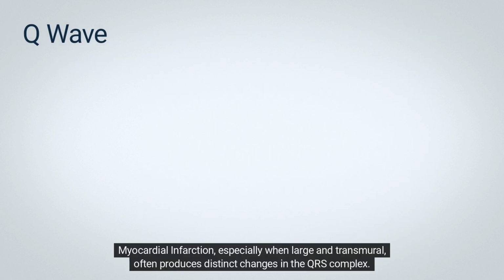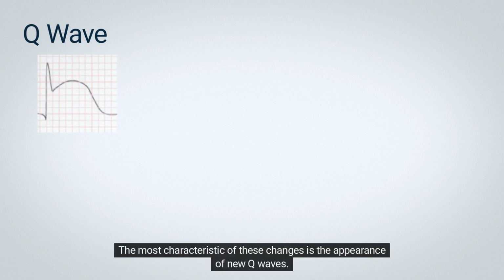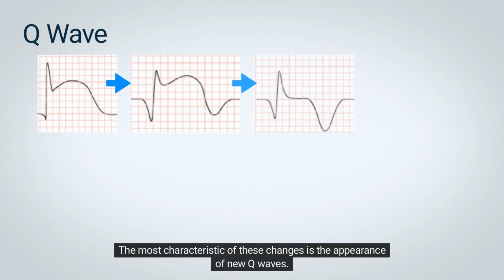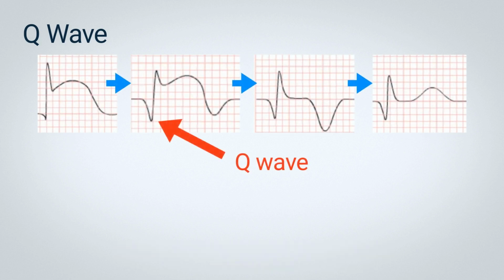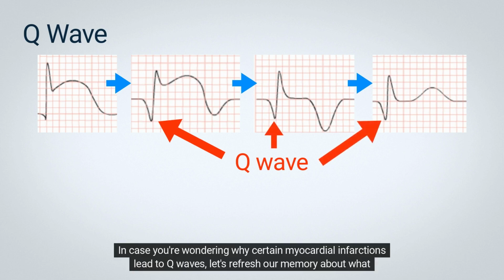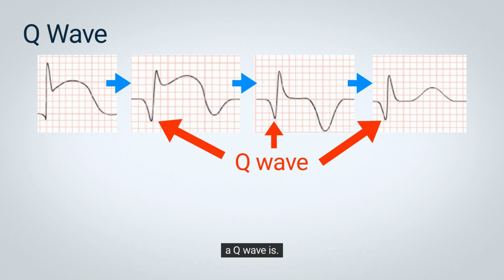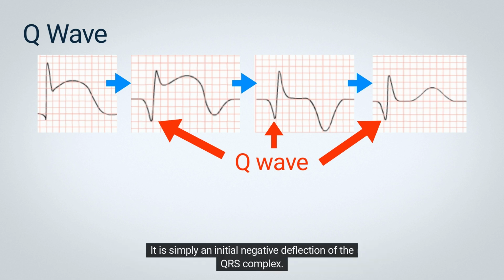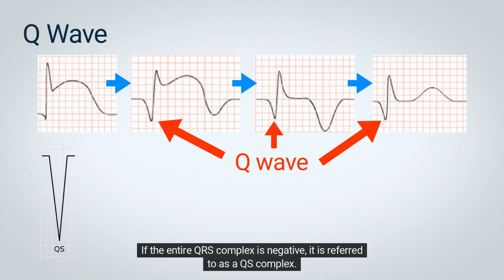Myocardial infarction, especially when large and transmural, often produces distinct changes in the QRS complex. The most characteristic of these changes is the appearance of new Q waves. In case you're wondering why certain myocardial infarctions lead to Q waves, let's refresh our memory about what a Q wave is. It is simply an initial negative deflection of the QRS complex. If the entire QRS complex is negative, it is referred to as a QS complex.